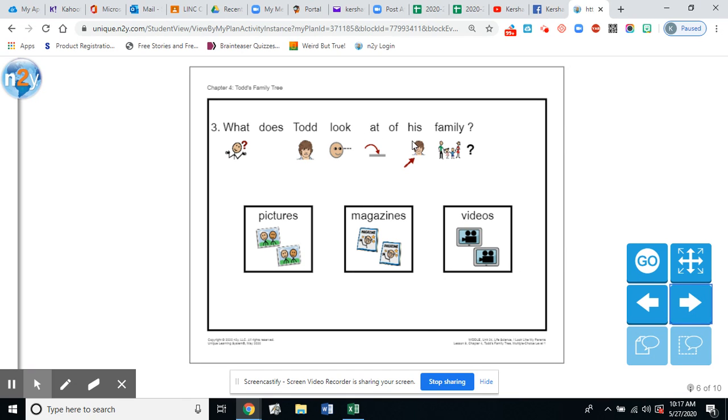What does Todd look at of his family? Pictures, magazines, videos. Okay, well, in this instance, Todd was looking at pictures in his mom's photo album of his aunts and uncles, pictures of his own family, his mom and dad and brother.